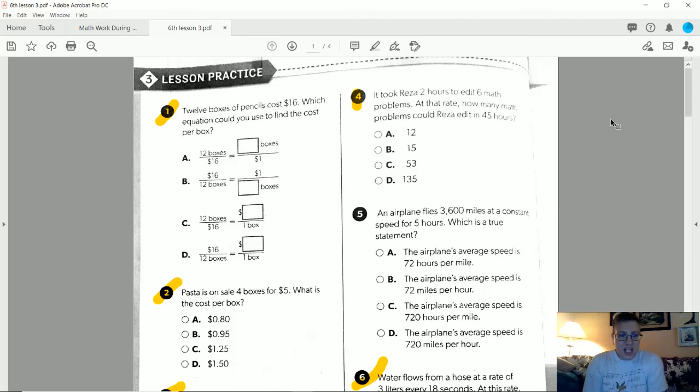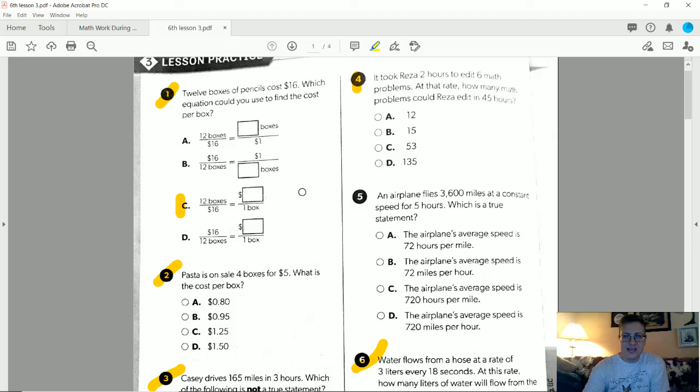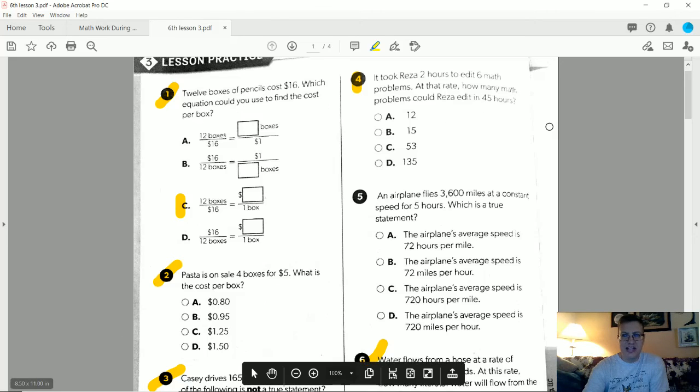So number one, 12 boxes of pencils cost $16. Which equation could you use to find the cost per box? So we are going to do 12 divided by 16. And we want to know the amount per box. So we're going to be looking for letter C, which is going to have the price over the box. Let's go to number 4, and then I'll start heading down the page.